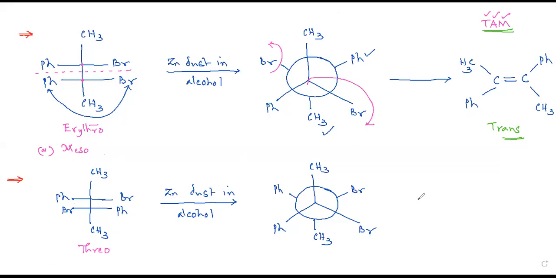Okay. But it has to be taken in an anti-periplanar geometry. So for that sake, I think we need to do this. Come on. This will go here. One more step. One second.